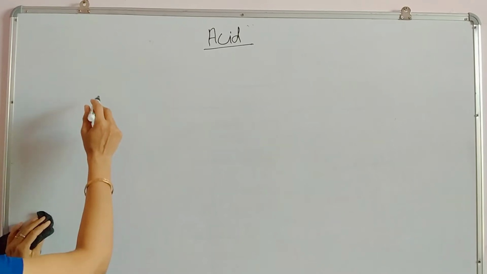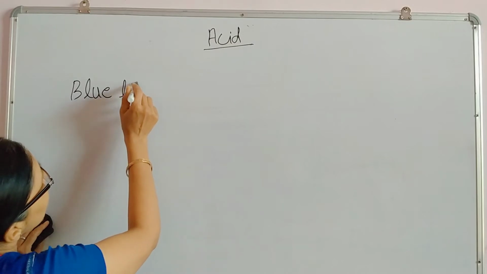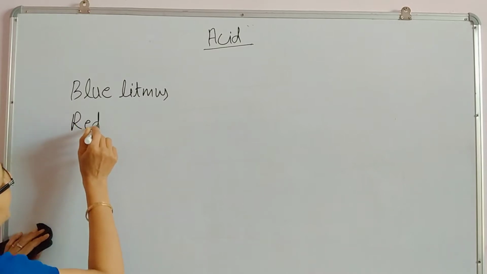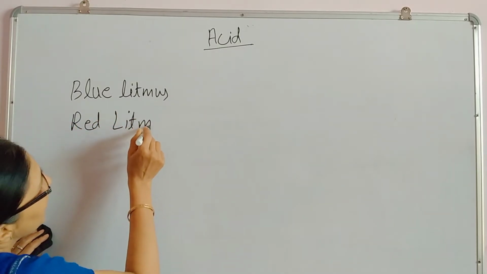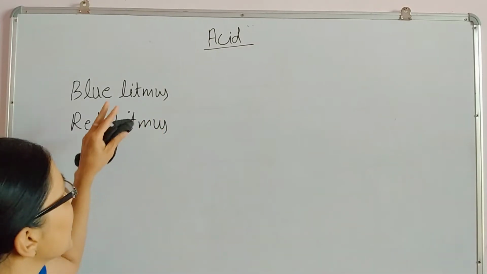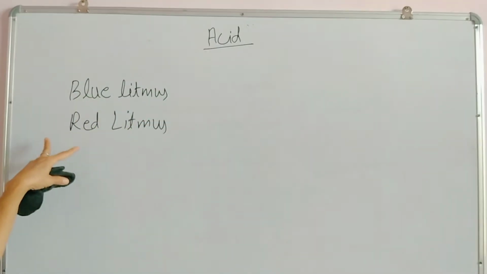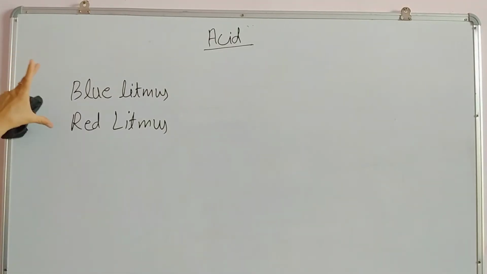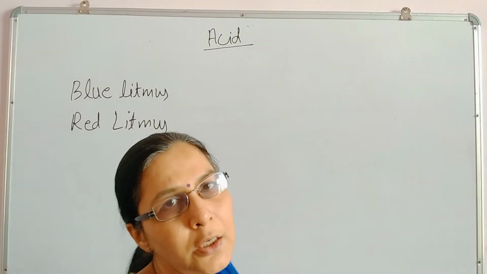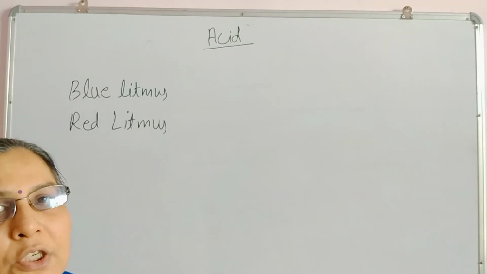The well-known indicator you have is blue litmus solution or paper, blue litmus or red litmus. Litmus is a chemical which is extracted from the lichen plant, and it is also a natural indicator. I will classify indicators in two categories, natural indicator and synthetic indicator. So this litmus paper is a natural indicator. Some more natural indicators are China rose extract, turmeric, as well as many more, red cabbage juice.